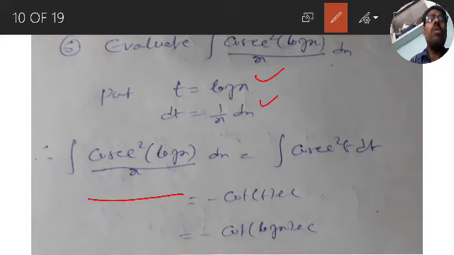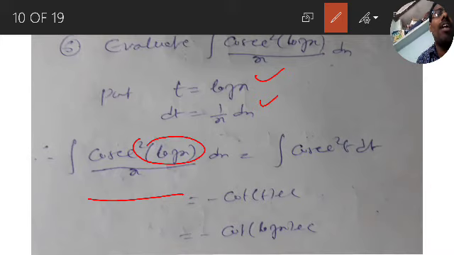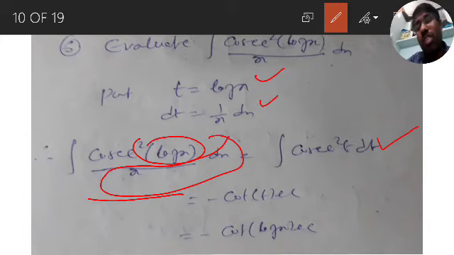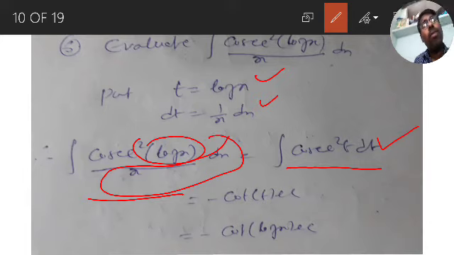Therefore, substituting, integration of cosec square of log x by x into dx is integration of, at place of log x you write t, and at place of dx by x you write dt. It becomes cosec square t into dt. That integral, which is not in the standard form, is an unknown integral, and it is converted into the known one by using substitution. Are you getting? So integration of cosec square t dt is like integration of cosec square x dx. What is integration of cosec square x dx? It is minus cot x plus c.